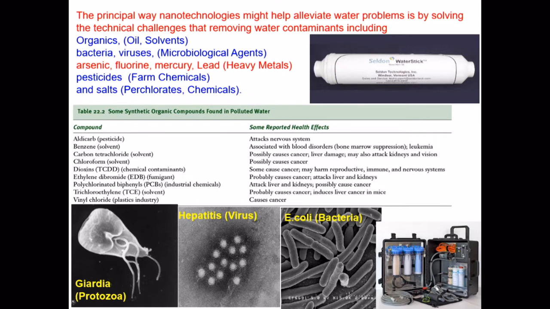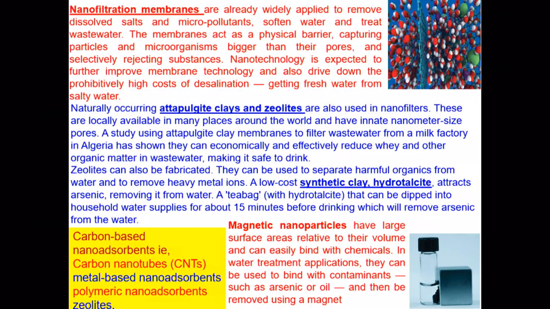Whatever impure water you can take in the field or any place, these are all the contaminants. These contaminants have to be removed for any potable applications, right? You can remove them using carbon-based nanoadsorbents or carbon nanotubes, metal-based nanoadsorbents or zeolites, or even nanosilica or nano titanium oxide. I try to give insight about one or two slides.